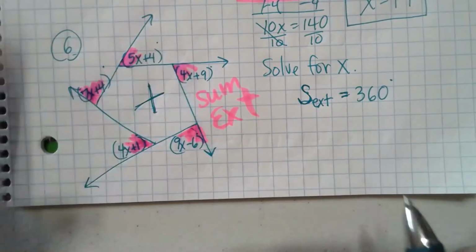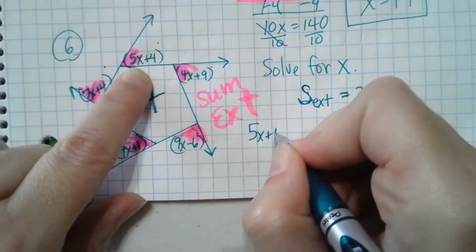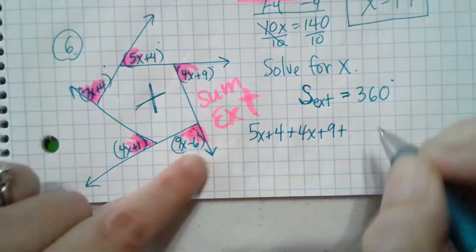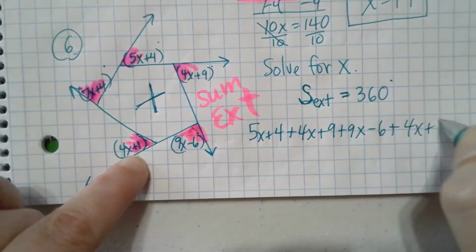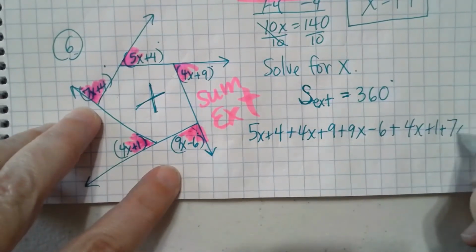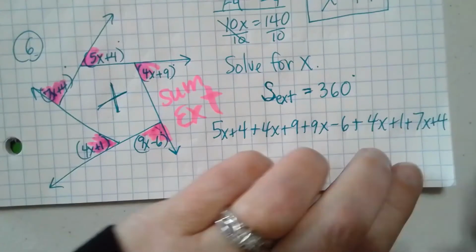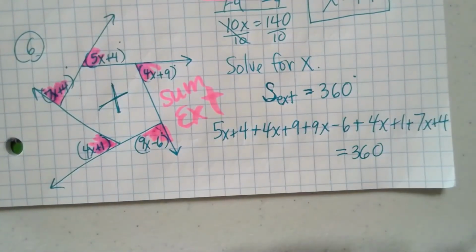Okay. So I'm going to pick one to start with. I'm going to pick this one. I'm going to start there. 5x plus 4, that's the first one, plus 4x plus 9, plus 9x minus 6, plus 4x plus 1. I'm running out of room. 7x plus 4. And all of that together is going to equal up to 360.